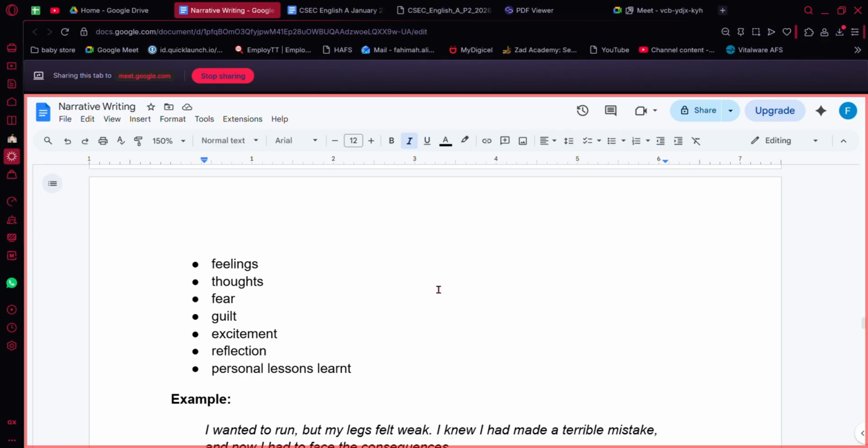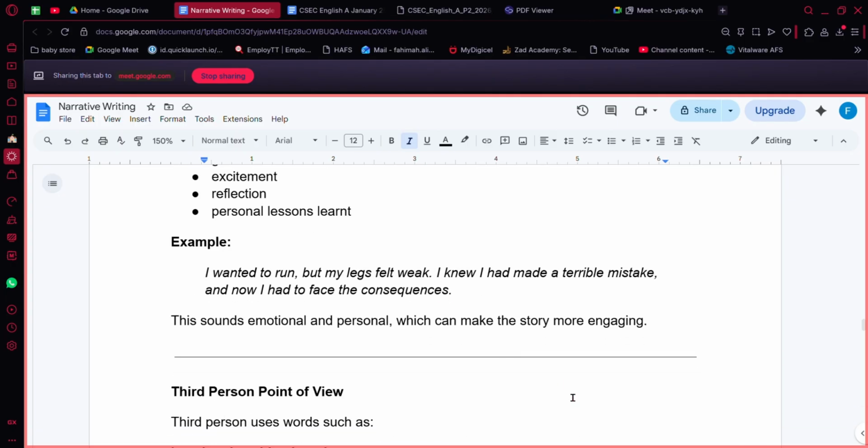From the experiences in the story. For example, I wanted to run but my legs felt weaker. If you're writing about this, you can't write that John wanted to run and John's legs felt weaker, because you don't know that. You only know that you wanted to run and your legs felt weaker.